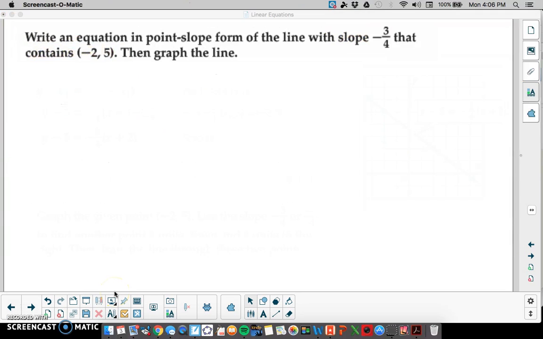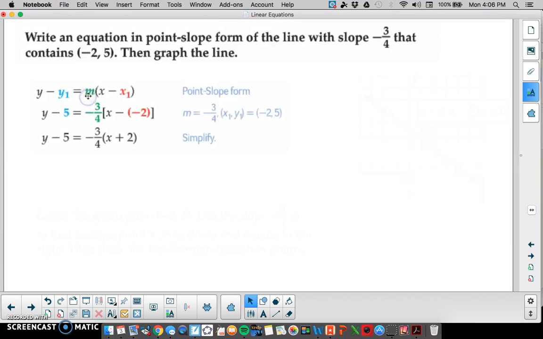In this example, we're writing the equation in point-slope form of the line with a slope of negative 3/4 that contains the point negative 2, 5. Then we're going to graph it. Well, the point-slope form is y minus y1 equals m times x minus x1. We're given a slope and a point. So the point-slope form, we're just going to plug in those values. M is the slope, so that's negative 3/4.